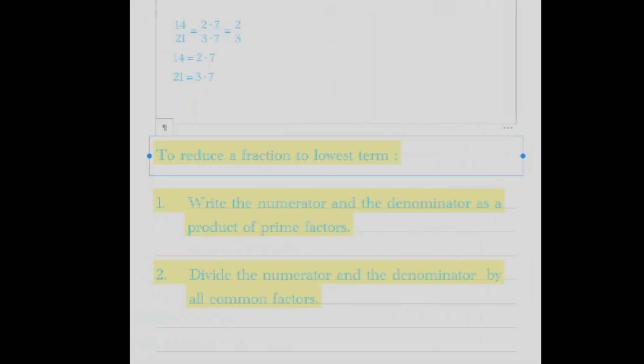That's the definition. Write the numerator and denominator as a product of prime factors. You see here 14 over 21. I wrote it already, much cleaner this time. And divide the numerator and the denominator by all common factors. 7 by 7, and we get 2 over 3. I'll leave this one for 10 seconds, 20 seconds maybe. Maybe you want to take notes.